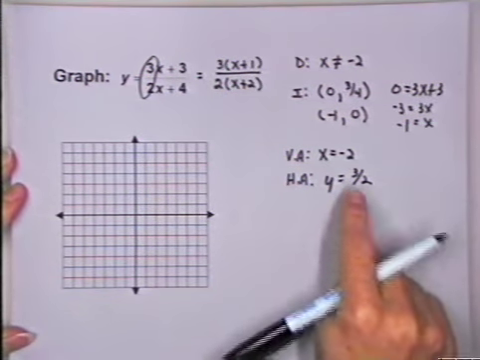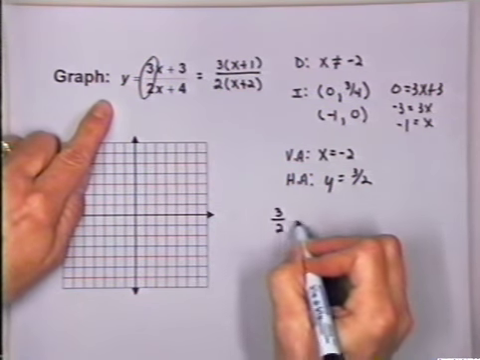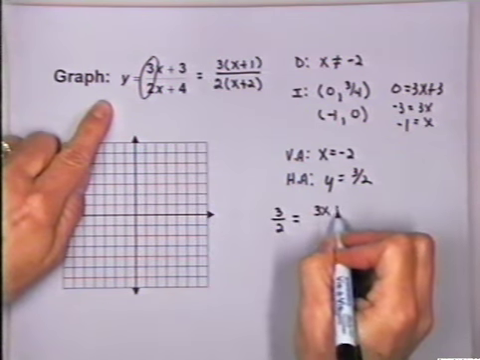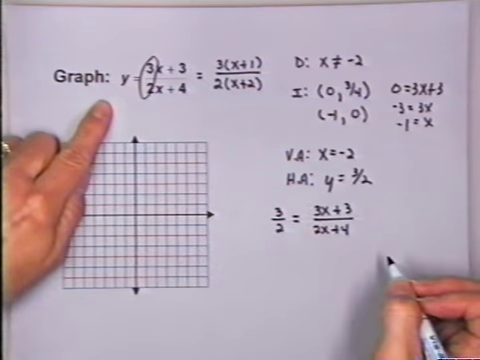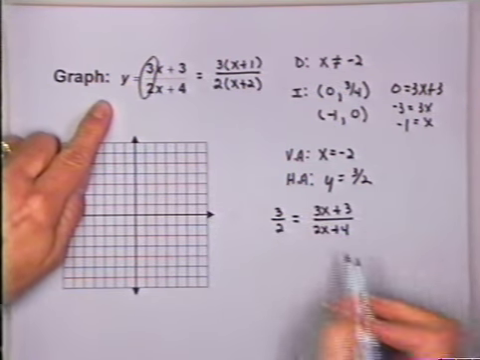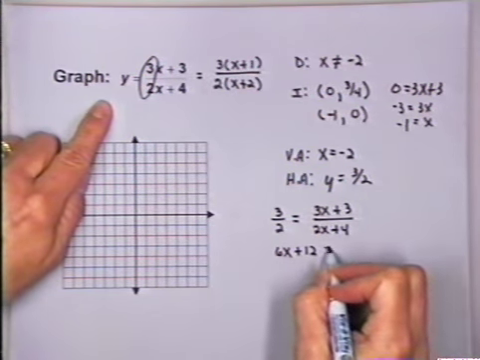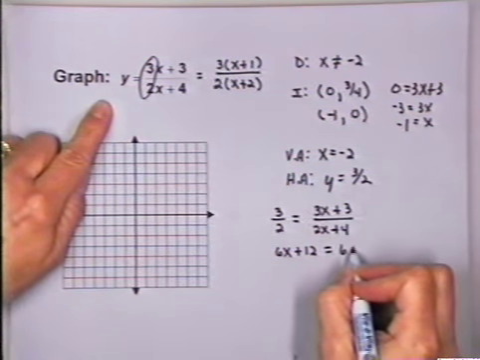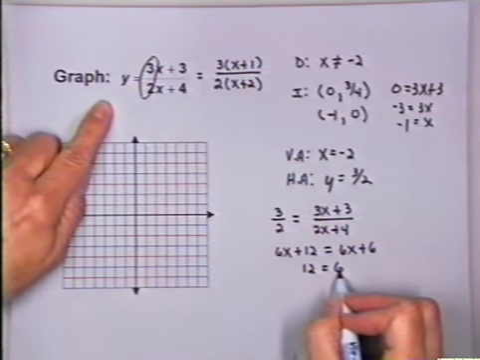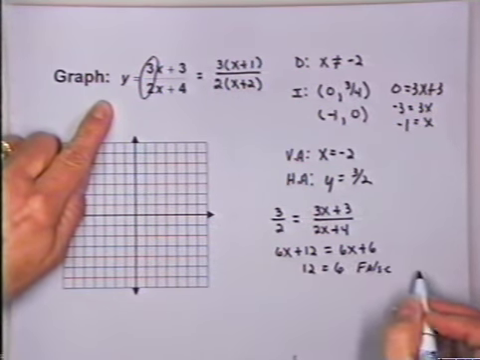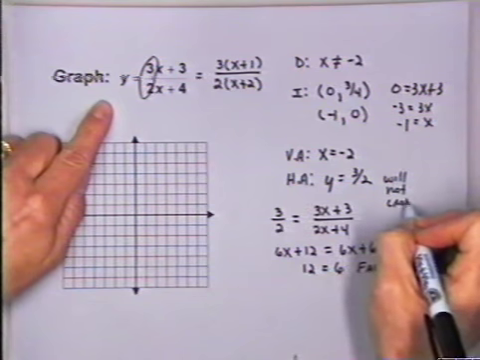Let's see if we cross our horizontal asymptote. Now, this is going to take a little bit more work here. If y is 3 over 2 equals 3x plus 3 over 2x plus 4, to see if we can solve this, we can cross multiply here. 3 times 2x plus 4 is 6x plus 12, and 2 times 3x plus 3 is 6x plus 6. Notice when you subtract 6x, you get 12 equals 6, which is false. So there is no solution, so we will not cross this horizontal asymptote.